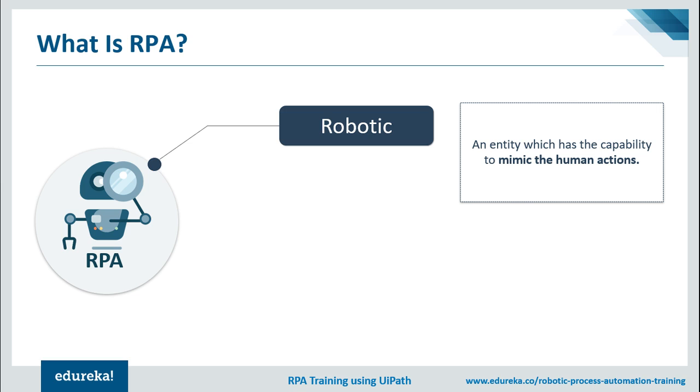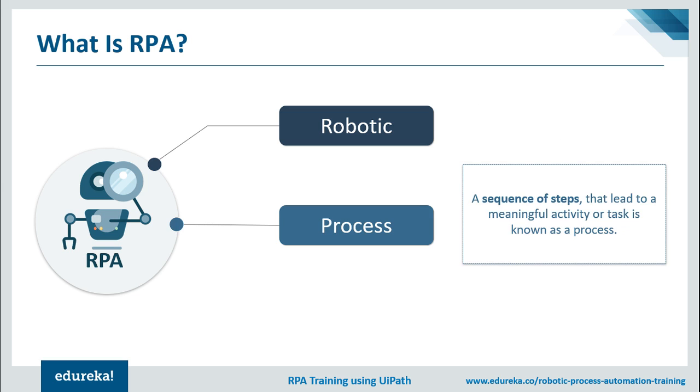This task could be reading through thousands of emails, handling a humongous amount of data, or any basic task like posting ads. So any entity which tries to mimic human actions is said to be robotic. Now to perform these actions, the robots need a sequence of steps to be followed, right? These sequences of steps are nothing but the process. Any sequence of steps that lead to a meaningful activity or a task is known as a process.